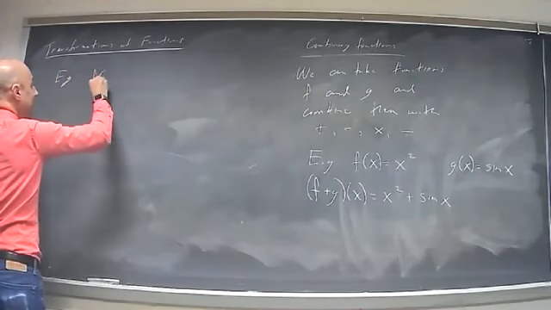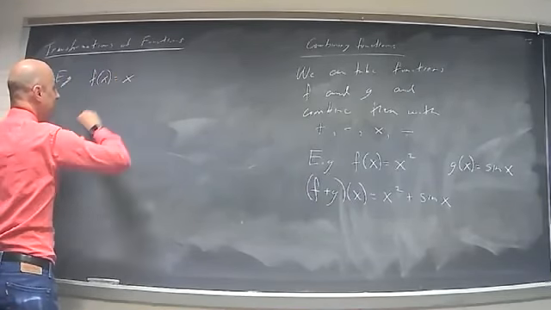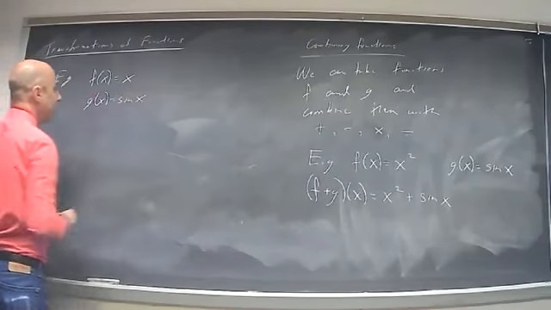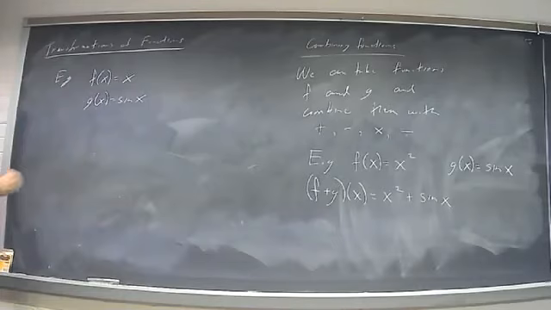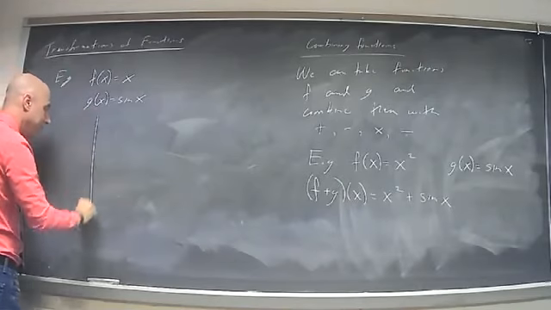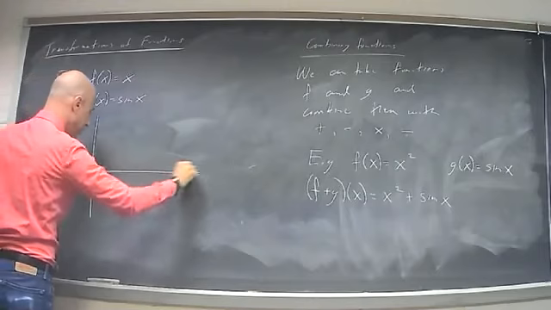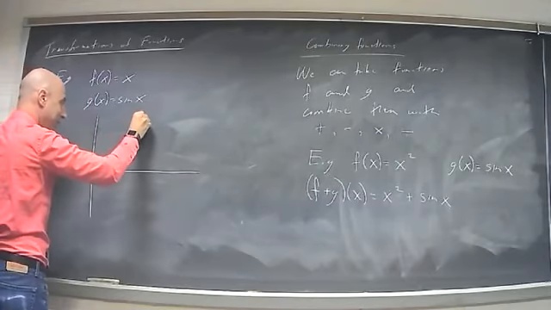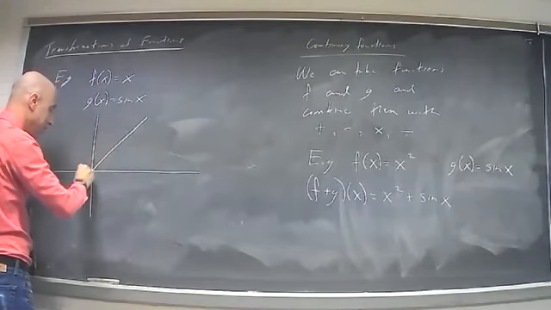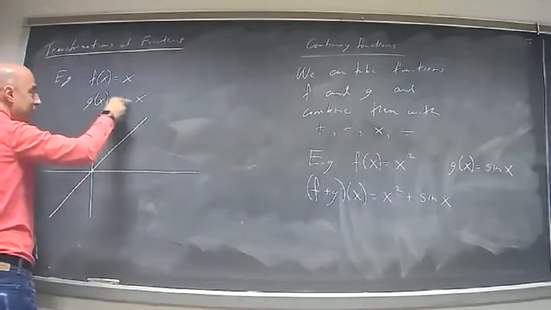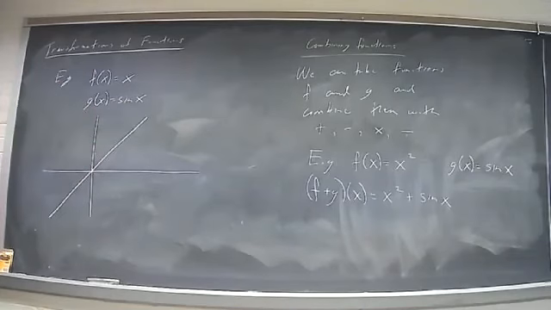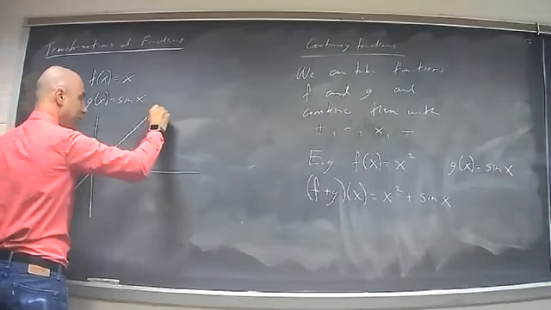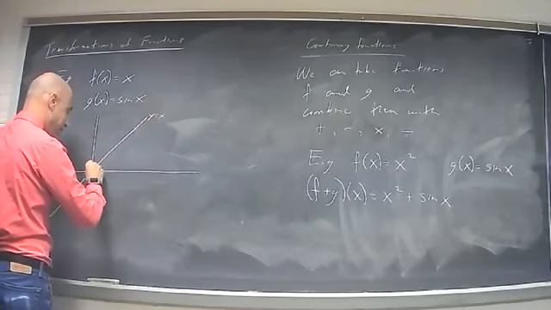Let's say I had f of x equals x, and g of x equals sine x. You know what the curve y equals x looks like. It's just a straight line going uphill at 45 degrees. And you know what the sine x curve looks like. It just oscillates up and down. So here's y equals x, y equals sine x looks like this.